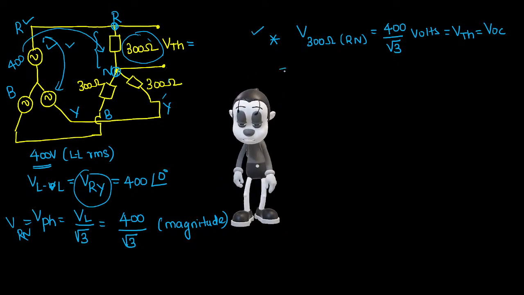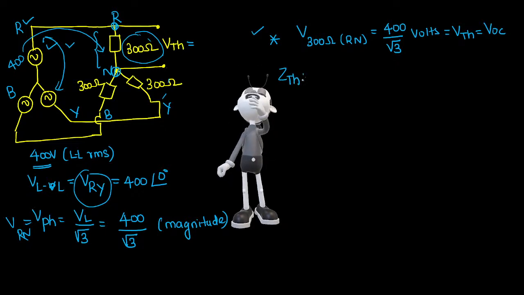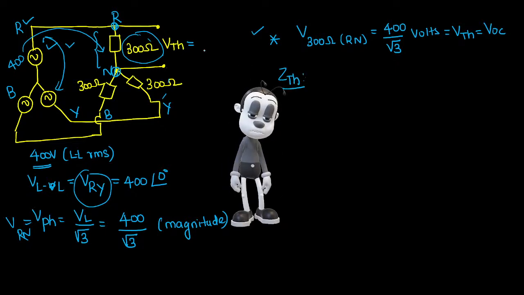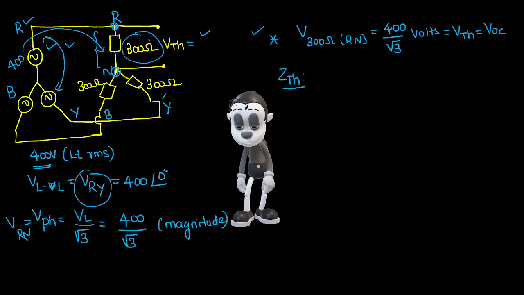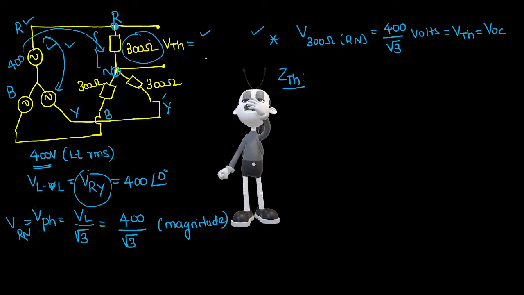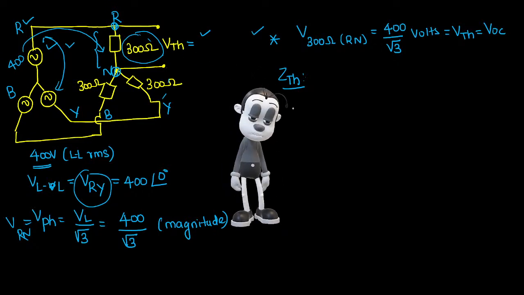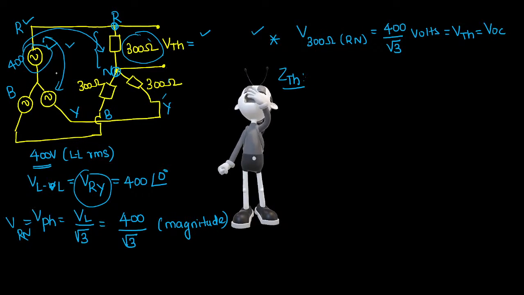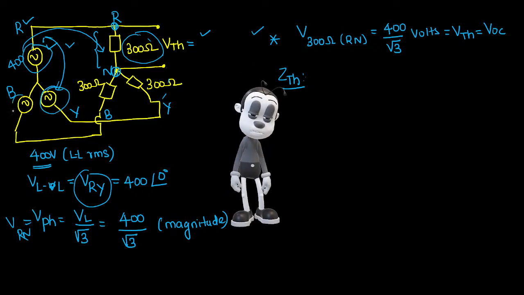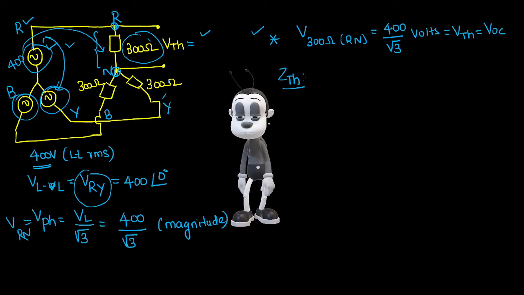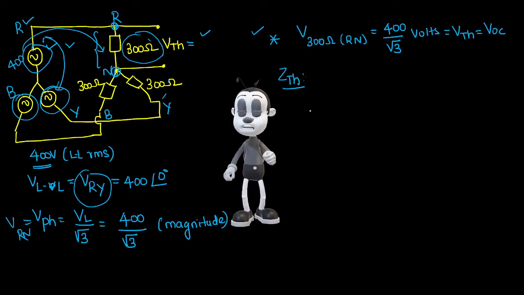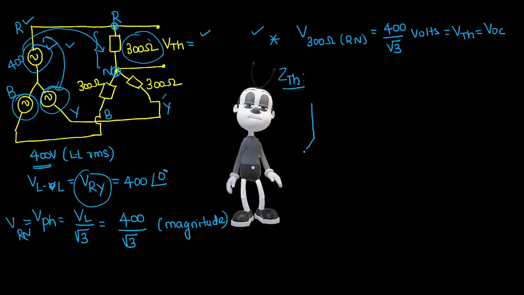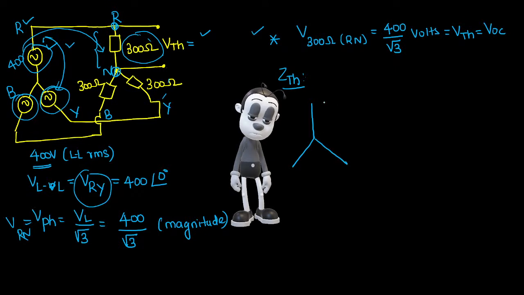Now, how do I calculate the Thevenin impedance? What is the procedure? Once again, identify the load terminal. Step number 1. Step number 2, remove the load from the load terminal. Step number 3, deactivate all independent sources. In your circuit, if you observe, there are 3 independent sources: 400 volt source, 400 volt source, 400 volt source. If I deactivate all these sources, how will the resultant circuit look? See, I am shorting all the voltage sources.